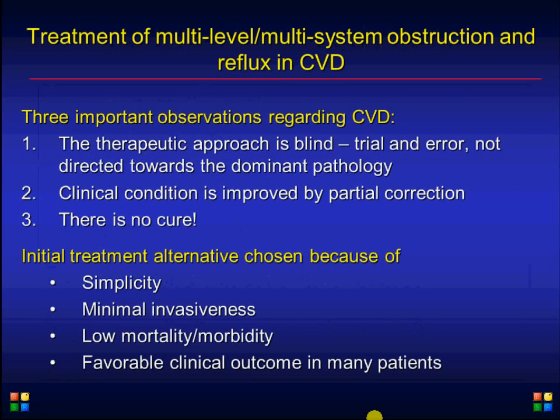Now when it comes to the treatment, we have to make some important observations regarding chronic venous disease. As I told you before, the therapeutic approach is blind. It's really trial and error and not directed towards the dominant pathology. We know that if we repair one part of the venous system, we can actually put the patients into a compensated state, and that means that we don't have to correct everything we find, we can do a partial correction. And thirdly, we have to realize that we don't really cure the patients.